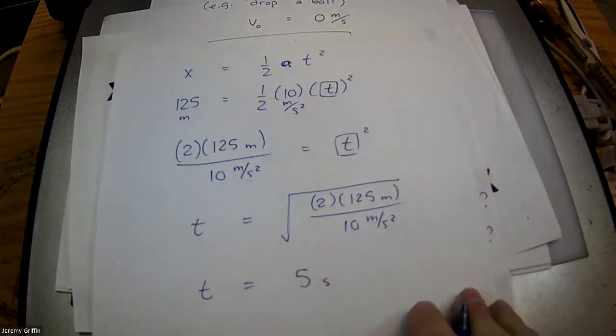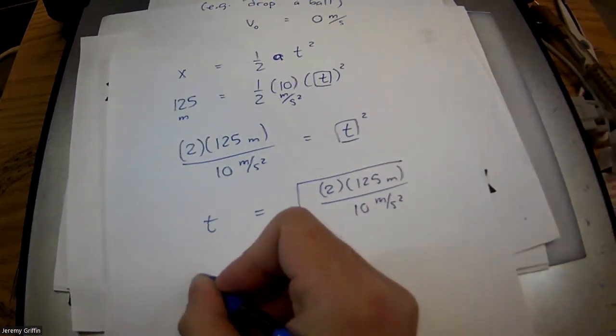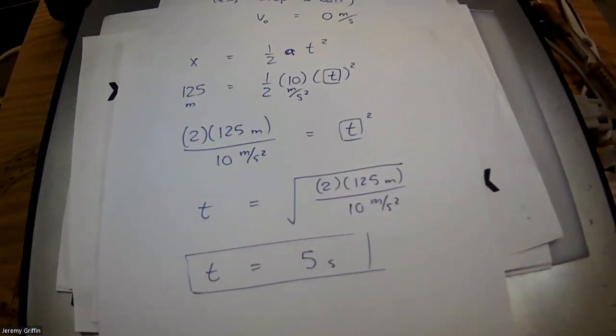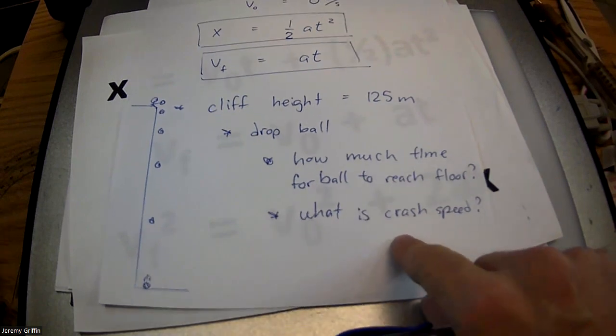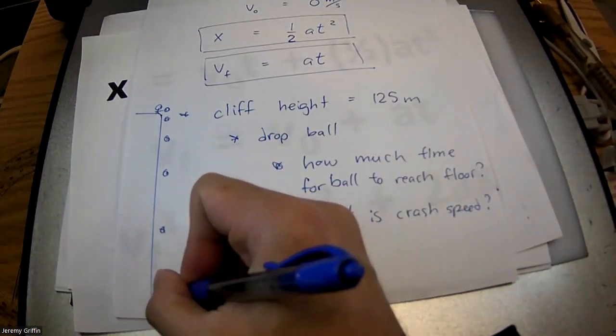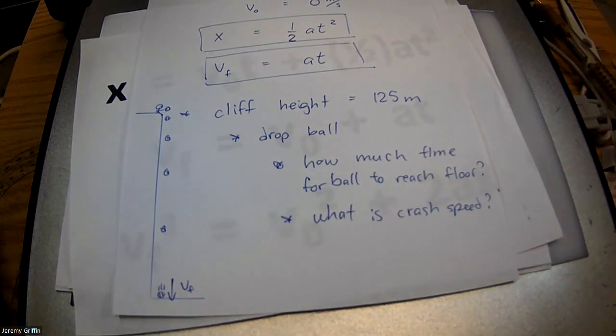Okay. And the unit would be seconds. Meters cancels. Square seconds comes on top. Square root, it's seconds. 5 seconds. Okay. And the follow-up question is, what's the crash speed? I could call it VF, couldn't I? V sub F. Like how fast is the ball crash landing into the valley floor?